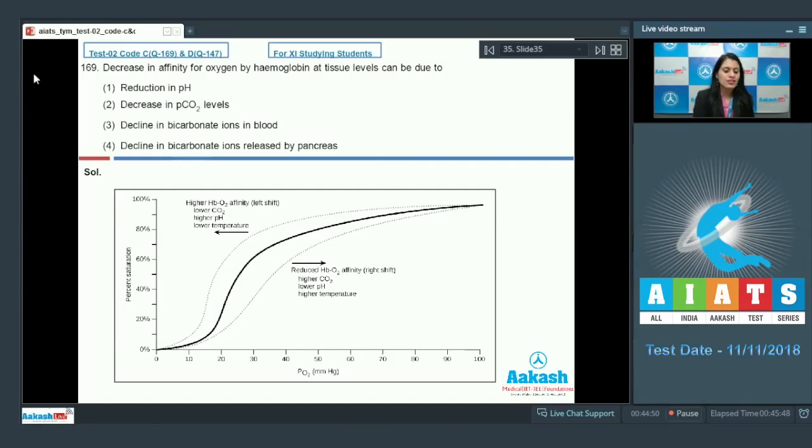Now let's discuss the options first. The very first option given is reduction in pH, and it's a correct answer to our question because there is reduction in the affinity for oxygen by hemoglobin. The next option given is decrease in PCO2 levels, and this is an incorrect option because it is increase in PCO2 levels at tissue level which will reduce the affinity of hemoglobin for oxygen. The third option given is decline in bicarbonate ions in blood, and this is also incorrect because bicarbonate ions are formed during the transportation of carbon dioxide, and decline in bicarbonate ions in blood indicates decrease in PCO2 levels. The last option given is decline in bicarbonate ions released by pancreas, and this step of digestion has no relation to the decrease in affinity for oxygen by hemoglobin. So the correct answer for this question is option number 1. Let's proceed to the next question.